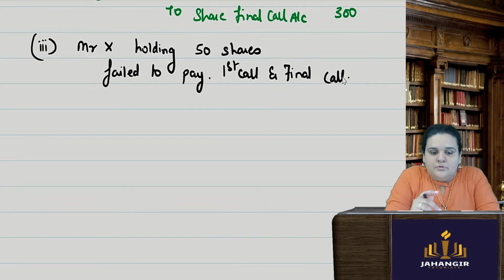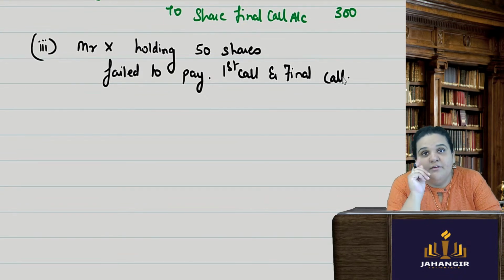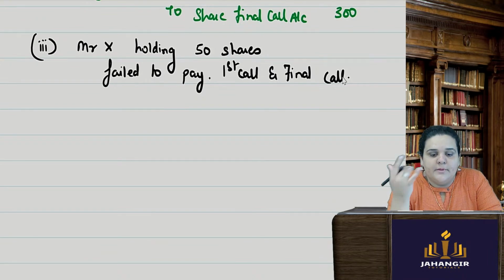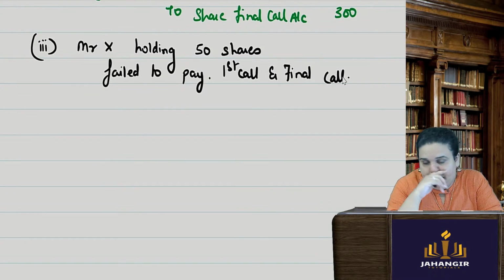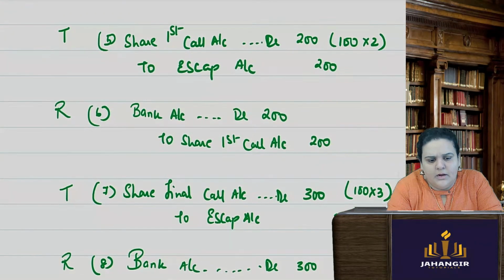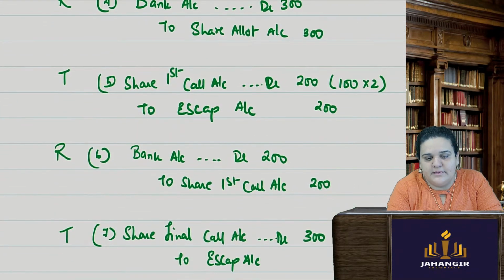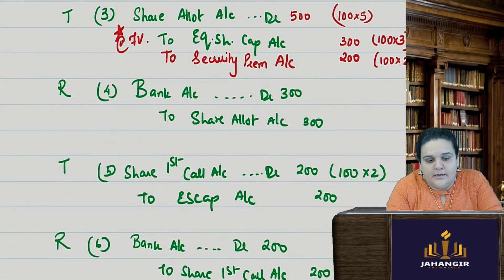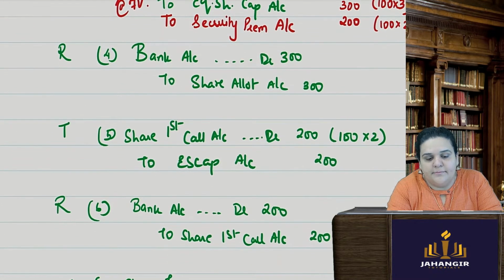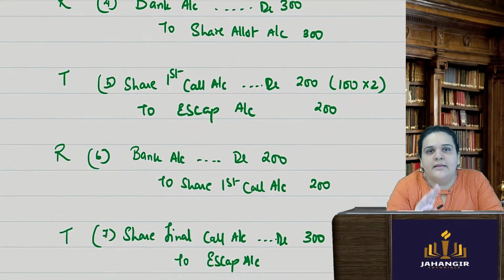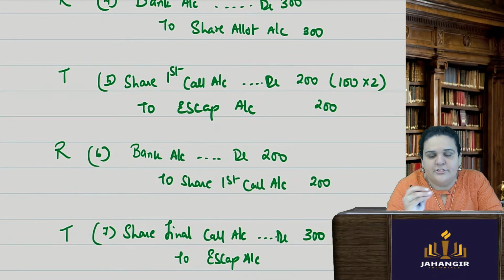Okay. So now this person, Mr. X, he is having 50 shares. The directors are making call money, but he is not paying me my first call. He is not paying the company his final call. So now what will happen? Here, until the allotment, everything will remain the same. I am just changing my first call and final call journal entries. Even in that, nothing changes. Only a little bit of change here and there you have to do.